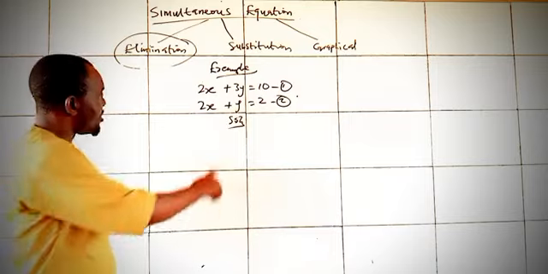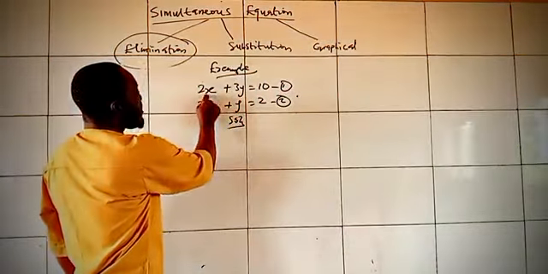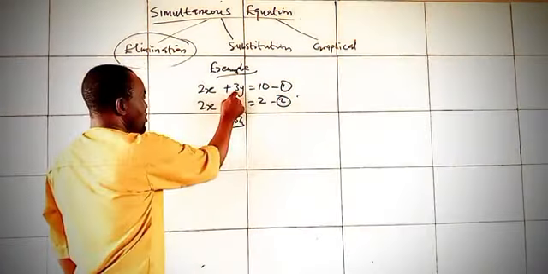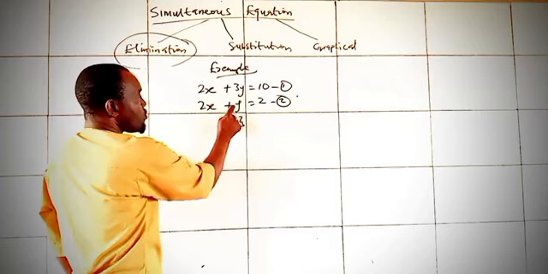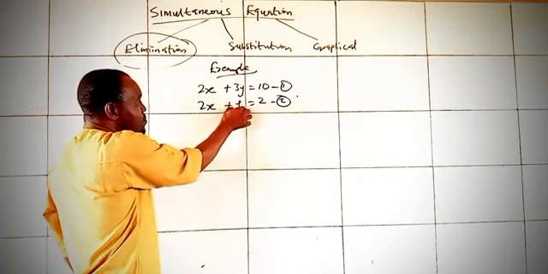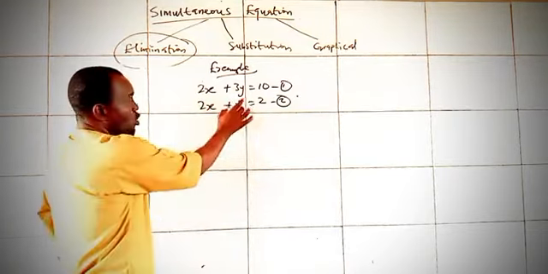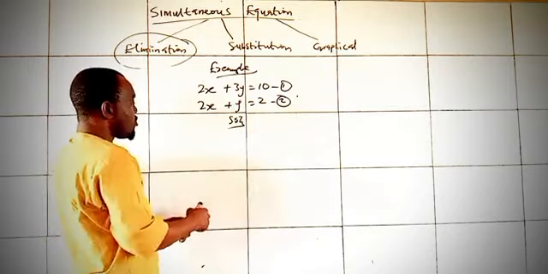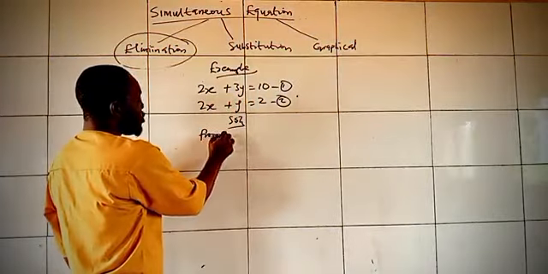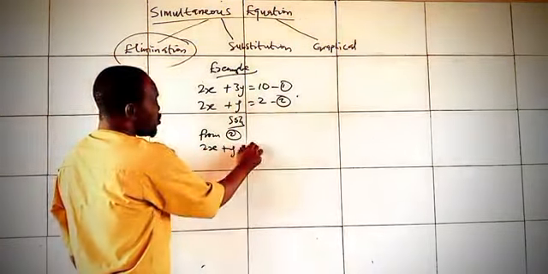Look at this now. In equation 1, both x and y have a coefficient. But if you look at equation 2, only y does not have a coefficient. So we can easily pick this one that does not have a coefficient. This one will be easier for us to operate on. So let's pick equation 2, which is 2x plus y equal to 2.